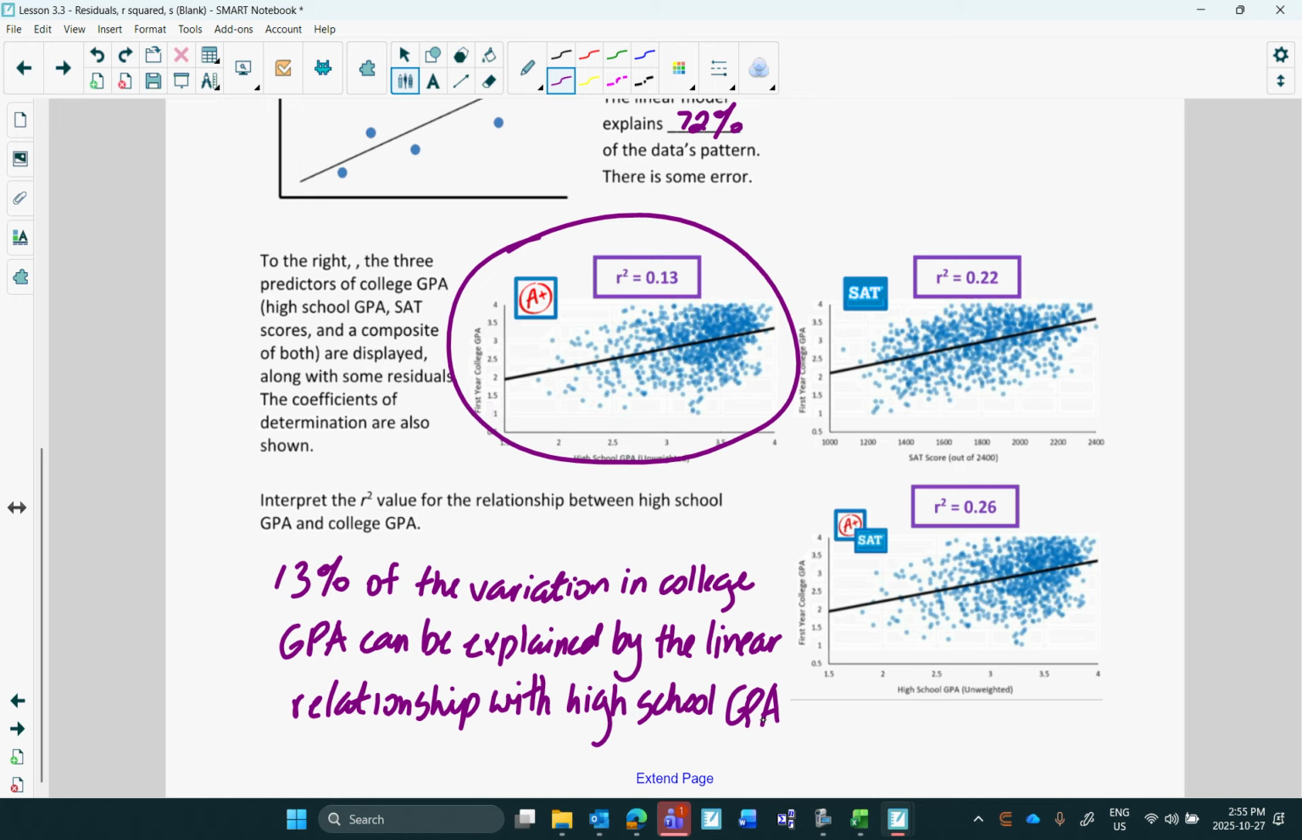But yeah, that could be one reason. There could be a whole bunch of factors. We just don't know what they are. All we know is that quite a bit can be explained by something else besides high school GPA, which makes sense because we just saw from this whole thing that high school GPA wasn't the greatest predictor by itself of college GPA.